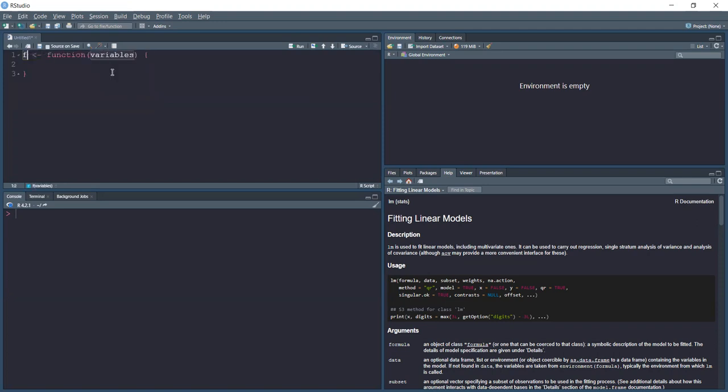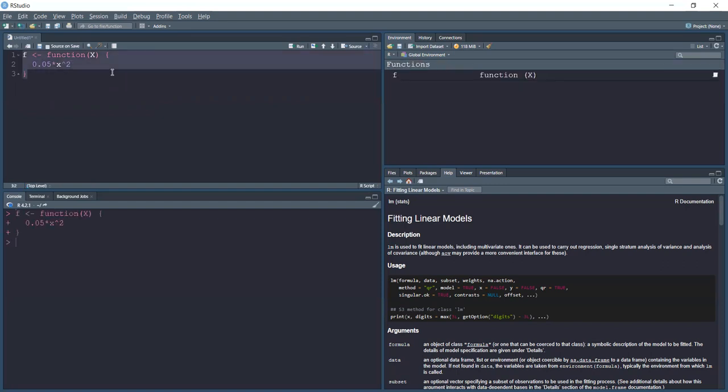Let's call it f. What are we going to call the variable? Let's just call it x. And what does the function actually do? Shall we take maybe a quadratic one? So x, why don't we take 0.05 times x squared, and this hopefully works.